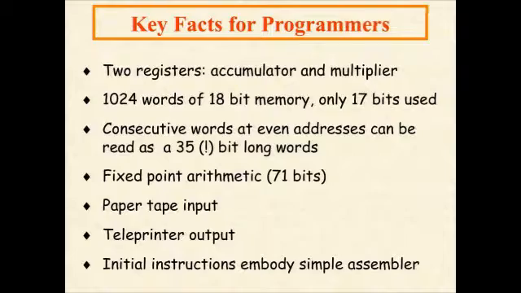So, what does this machine look like for programmers? Essentially, there are two registers in the machine, the accumulator, which is the working register, and the multiply register. Should have called it the multiplicand. Sorry, it is the verbal. There are three registers, the accumulator, the multiplier, the multiplicand.